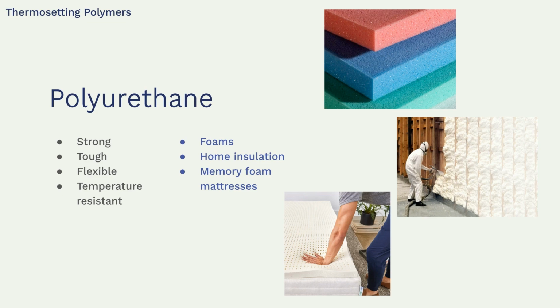Polyurethane is my favorite of the thermosetting polymers. It's strong, tough, flexible, and temperature resistant. It's often used as foams. If you go to a trampoline park, oftentimes the foam pits are made of polyurethane. And it's also used for home insulation and memory foam mattresses.